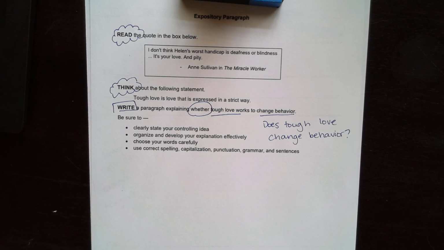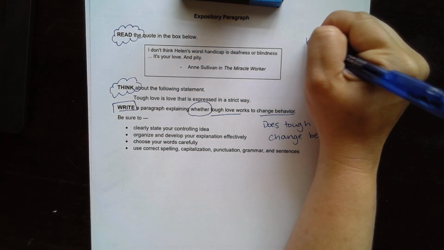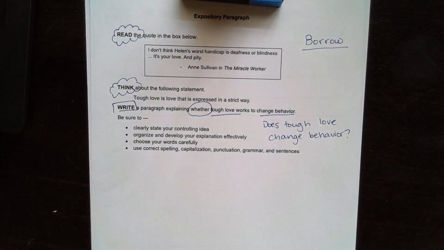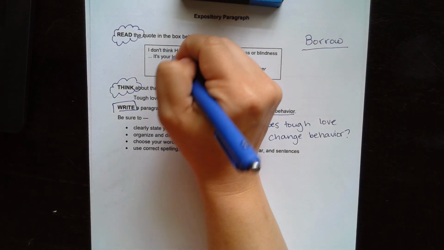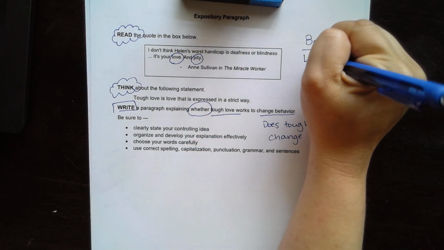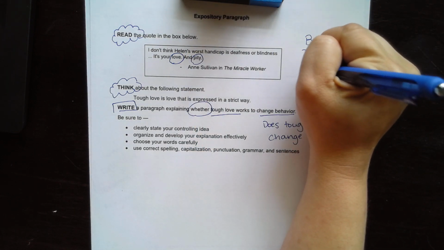Okay, so now let's go back and let's think about the read and let's think about the think and find some words that we can borrow in order to make our paragraph sound really smart. So the quote says, "I don't think Helen's worst handicap is deafness or blindness. It's your love and pity." So love, pity.